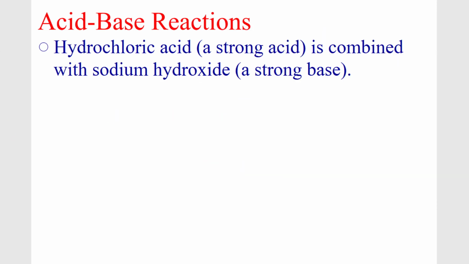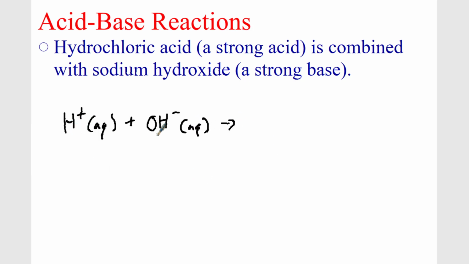Let's take a look at our first example of an acid-base reaction. We have hydrochloric acid, which is a strong acid. What do we put for hydrochloric acid? Do we have to put HCl? No. We just have to put H+, because it is an aqueous solution. It's a strong acid. We don't care about the spectator ion. And it's combined with a strong base, sodium hydroxide. Do we have to put NaOH? No. We're going to put OH minus because it dissociates 100%.